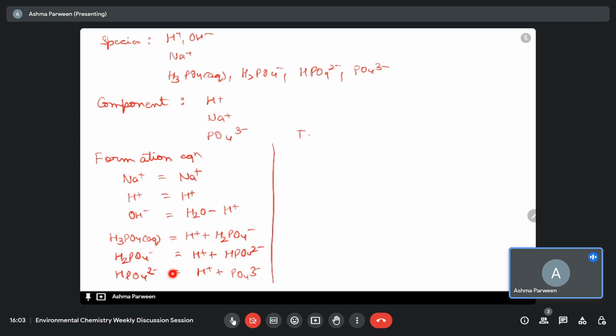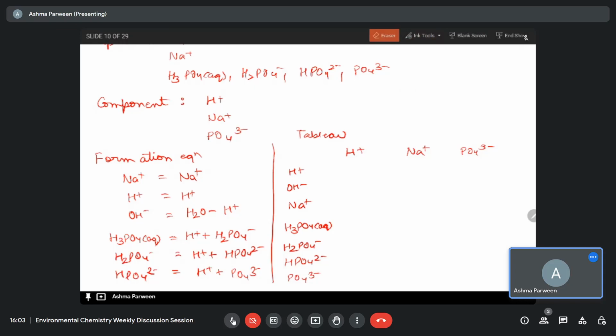Let's form the table here. In the horizontal direction we will write all the components: H plus, Na plus and PO4 3 minus. And we will write the species: H plus, OH minus, Na plus, H3PO4 aqueous, H2PO4 minus, HPO4 2 minus, and PO4 3 minus. I think we will not be able to add the compounds being added here, so let's move to the next slide. Let me use the eraser.